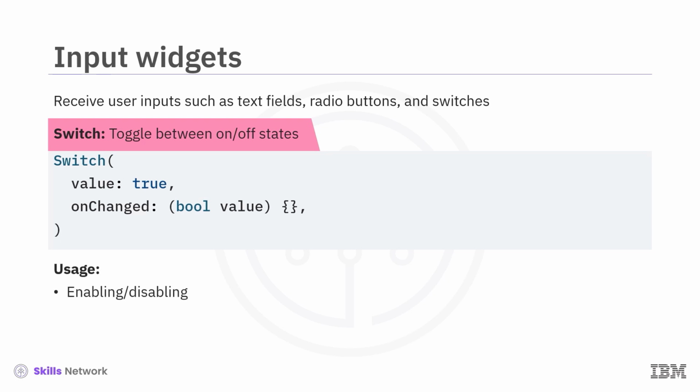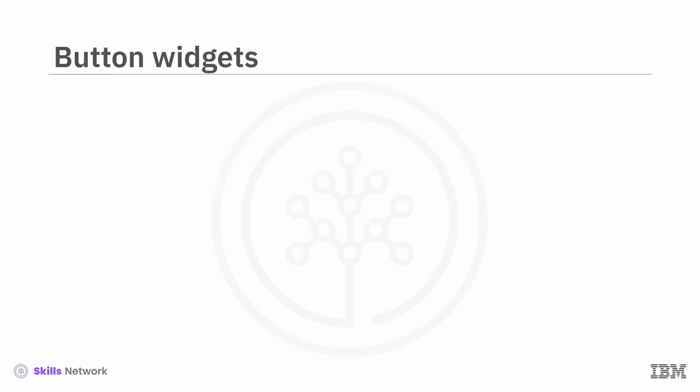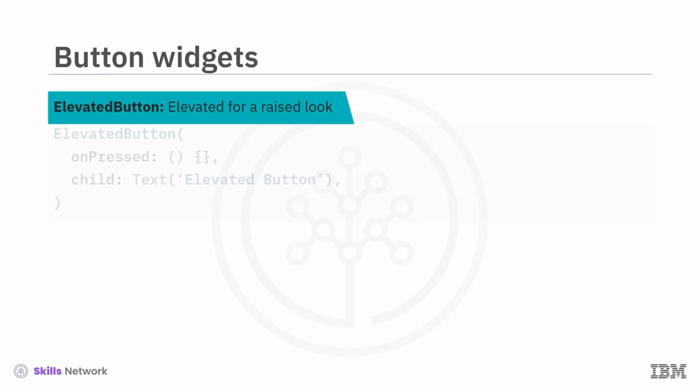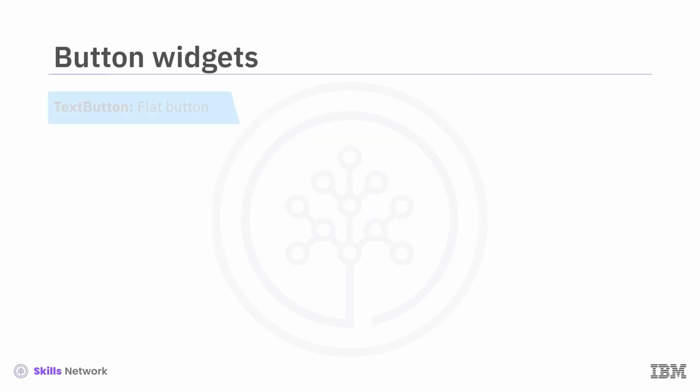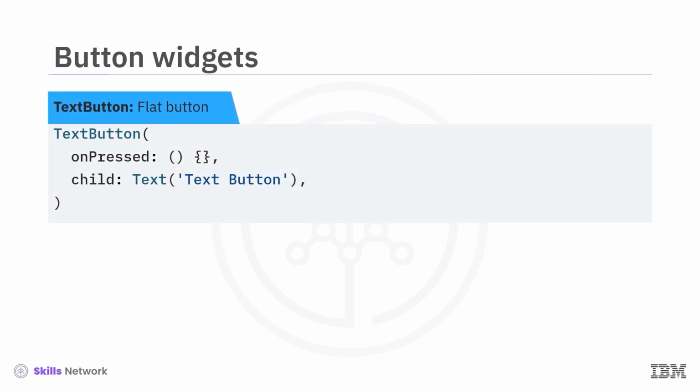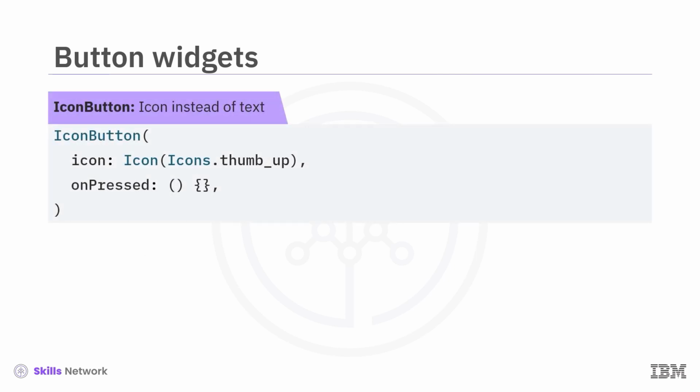Let's now discuss button widgets. Button widgets are interactive elements that users can tap to trigger actions. They include elevated button, a button with elevation for a raised look, used for primary actions like submitting forms. Text button, a flat button without elevation used for secondary actions like navigation links. Icon button, a button with an icon instead of text used for actions represented by icons like share.